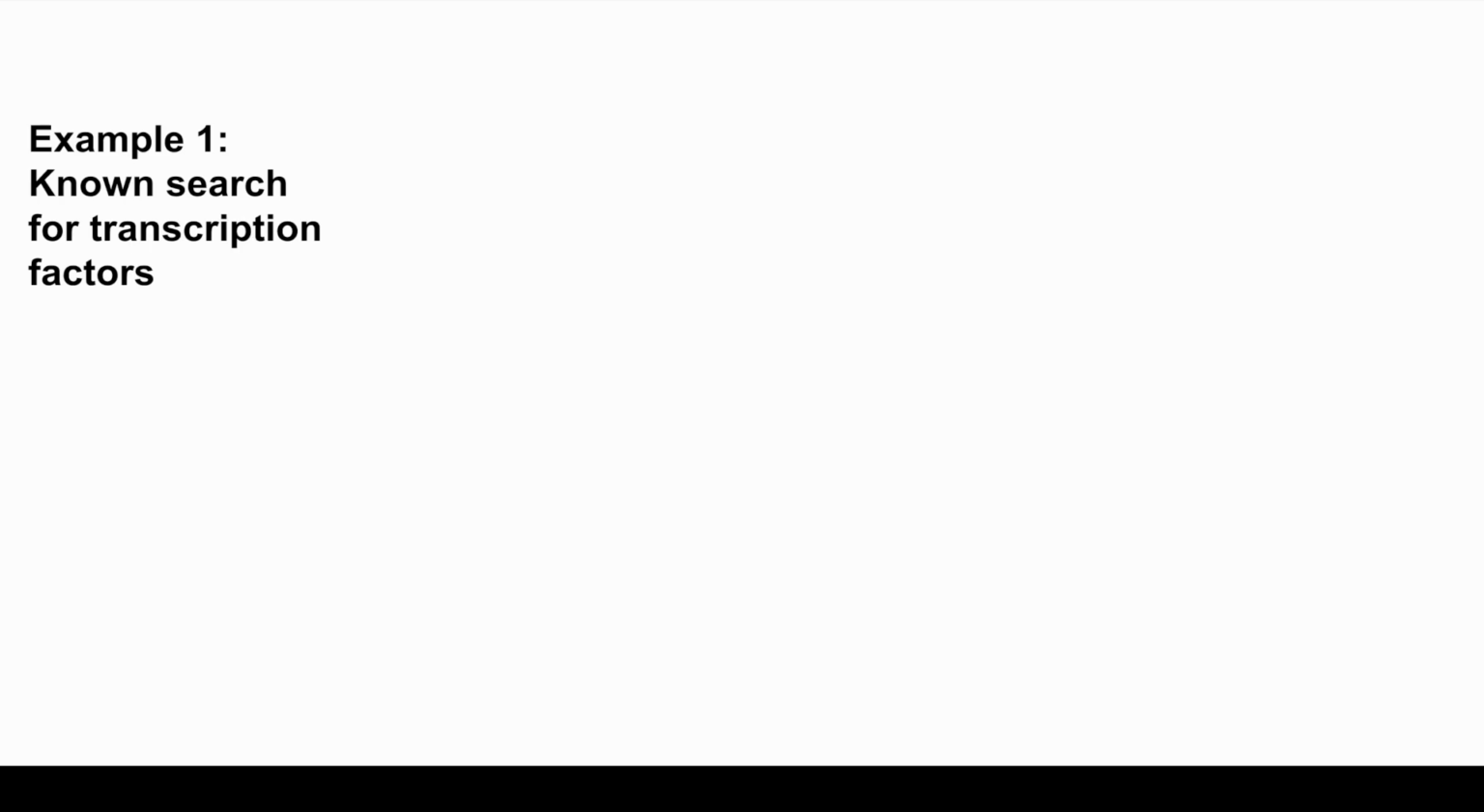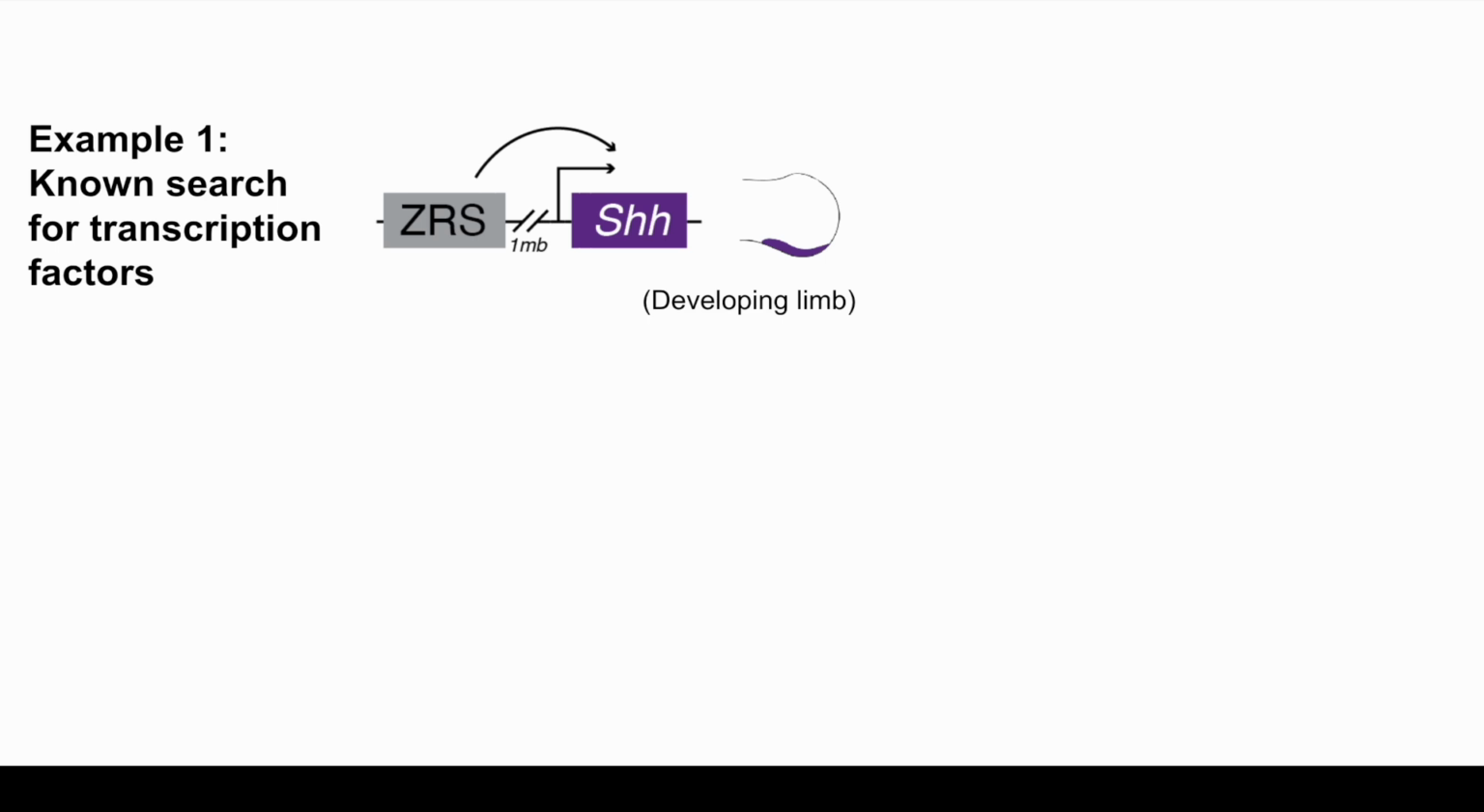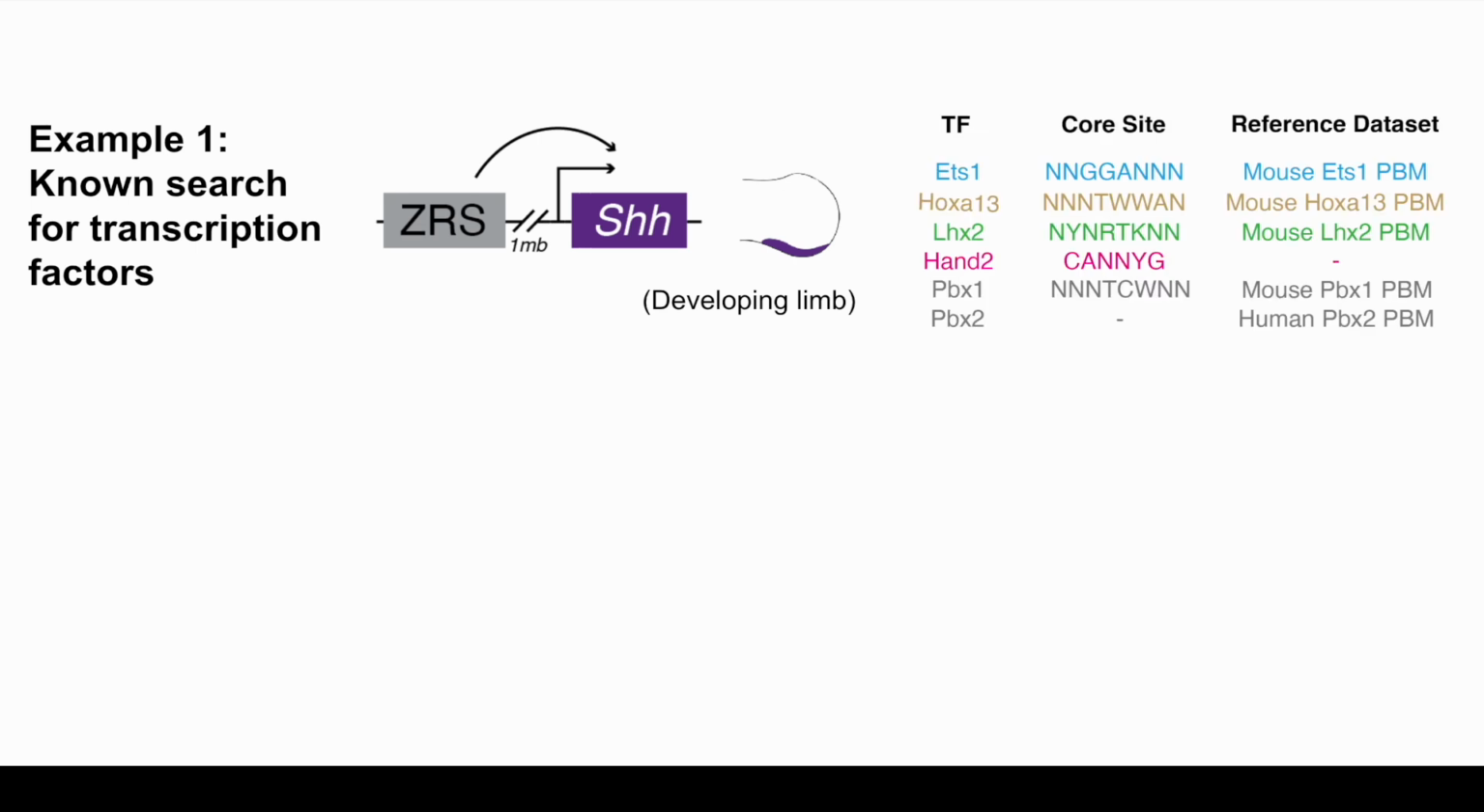In this tutorial, we will be showing two examples. The first is a known search of transcription factors. In this example, we'll be looking at the ZRS enhancer, which drives expression of the Sonic Hedgehog gene in the developing limb. We will search for ETS1, HOXA13, LHX2, HAND2, and PBX transcription factor binding sites. All these transcription factors are known to regulate the ZRS.